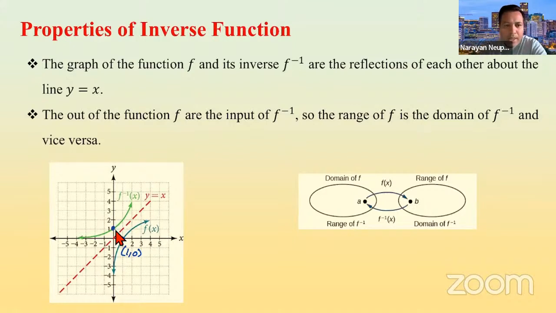What is the coordinate of that point now? 0, 1. Very good. Thank you so much, Sagar. So you can see that the point on the original function is 1, 0. When you go here, it is 0, 1. You can see that the x and y coordinates are switched. This is because the graph of the function and its inverse are reflections about the line y equal to x.